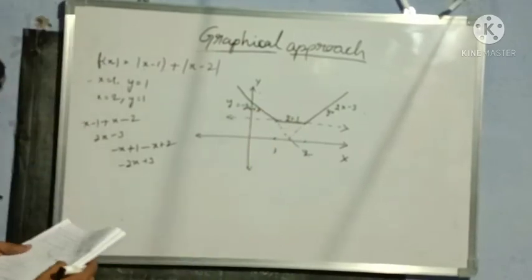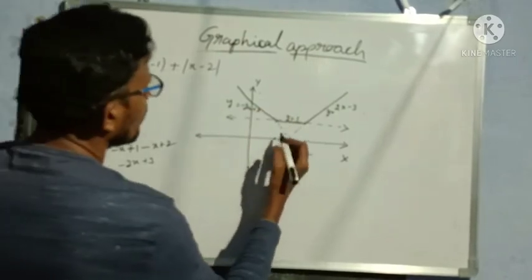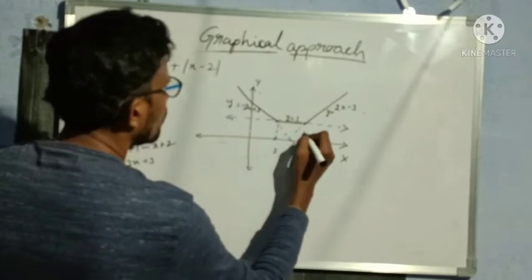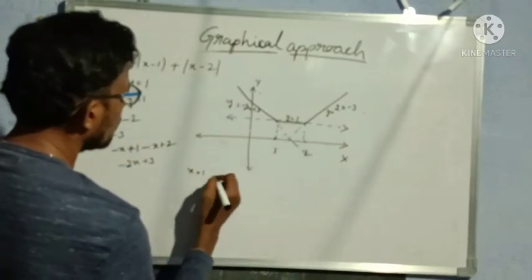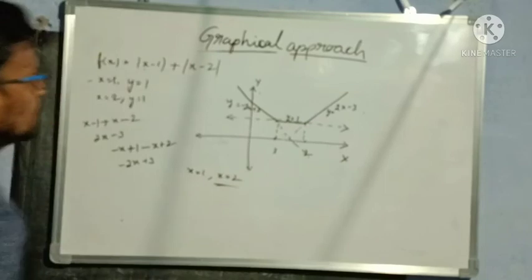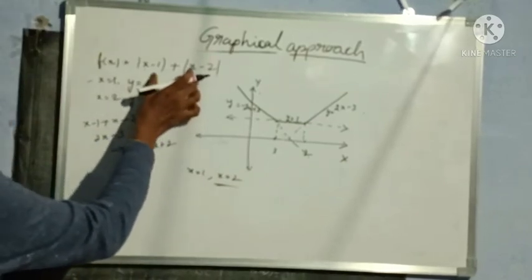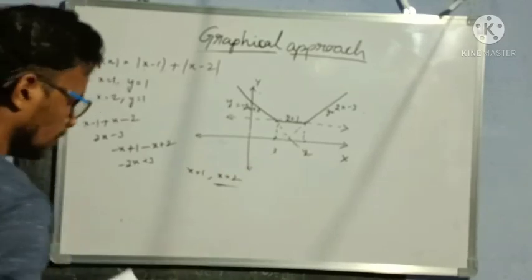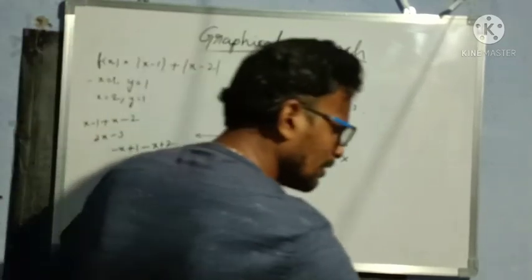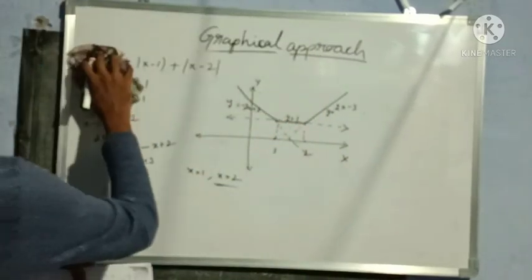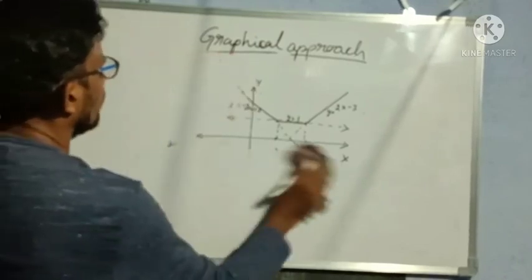Now, this graph is not differentiable at how many points? 2 points, that is at x is equal to 1 and x is equal to 2. Understood? This is the graph of mod of x minus 1 plus mod of x minus 2. Next, let us see only one last example. With that we will wrap up today's class.